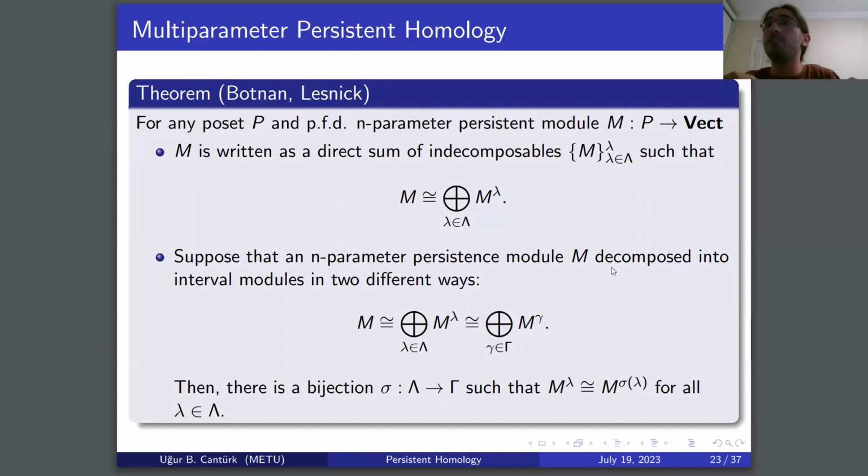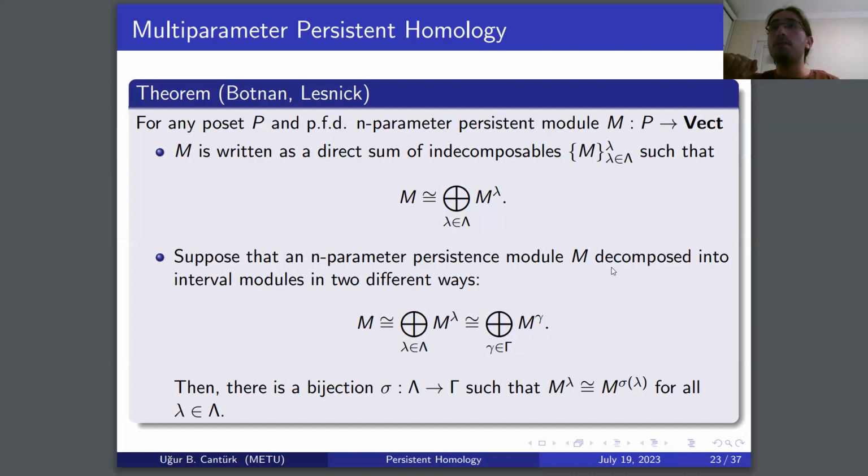But this cannot be generalized to the multiparameter case, because in the multiparameter case you will obtain at least k[x,y], which is a polynomial ring over two variables. But k[x,y] is not a PID, so you cannot use the structure theorem. So after that remark, we can consider what about PFD, pointwise finite dimensional ones.